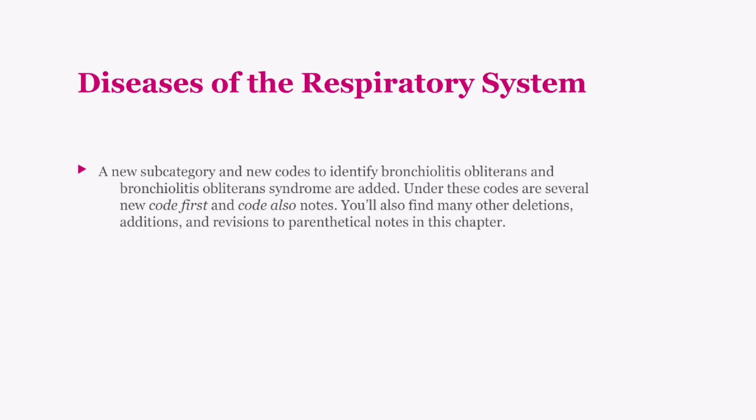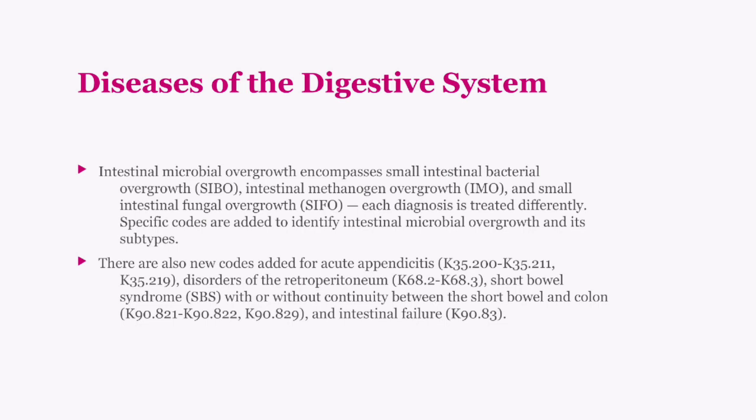You'll also find many other deletions, additions, and revisions to parenthetical notes in this chapter. Diseases of the digestive system. Intestinal microbial overgrowth encompasses small intestinal bacterial overgrowth, SIBO, intestinal methanogen overgrowth, IMO, and small intestinal fungal overgrowth, SIFO. Each diagnosis is treated differently. Specific codes are added to identify intestinal microbial overgrowth and its subtypes.